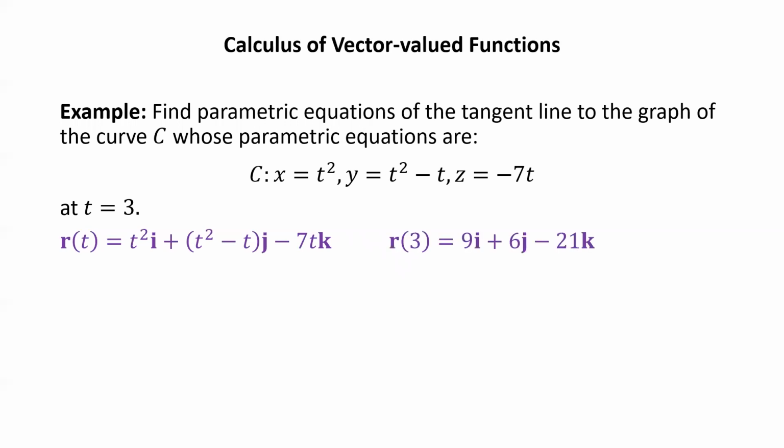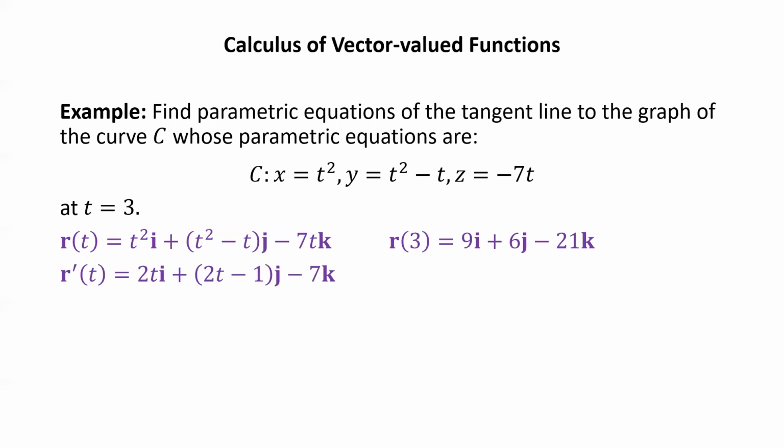Let's plug in the t value, which is 3. 3 squared is 9. 3 squared minus 3 is 9 minus 3, which is 6. And negative 7 times 3 is negative 21. So we see that r of 3 is 9i plus 6j minus 21k.